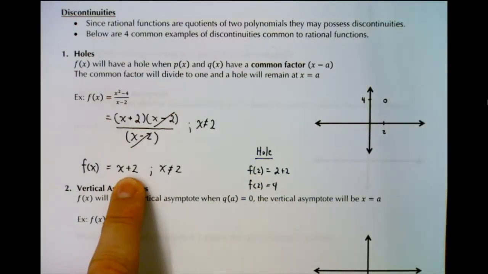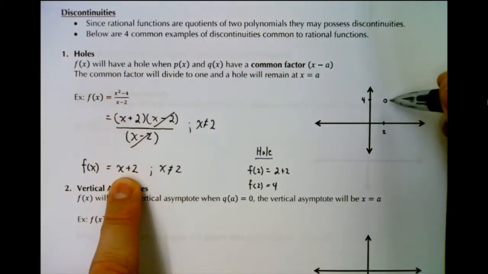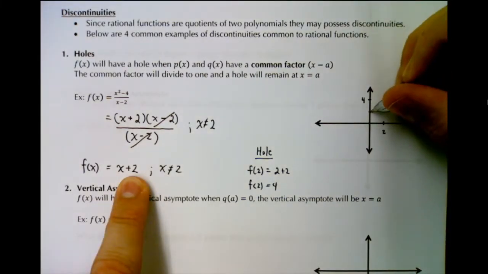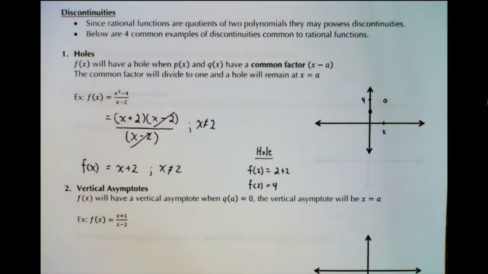This is the equation of a line, so our rational function will look like a line with a hole. This line has a slope of 1, a y-intercept of 2, so that means we're going to go through a point right there, and we're going to go through as a line. So let me grab a ruler here, and we'll draw a line.